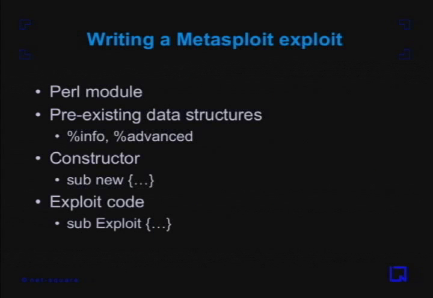In 2.6, plugins are implemented as Perl modules. In 3.0, they're implemented as Ruby modules. There are a lot of pre-existing data structures that you get to use within your Perl module. You get hashes like %info and %advanced, which you have to populate with stuff specific to your exploit. Every plugin has a constructor called new, which Metasploit will invoke to instantiate it. And then every module must have an exploit section, which will be called when you give the command exploit from within the Metasploit framework to actually execute stuff.